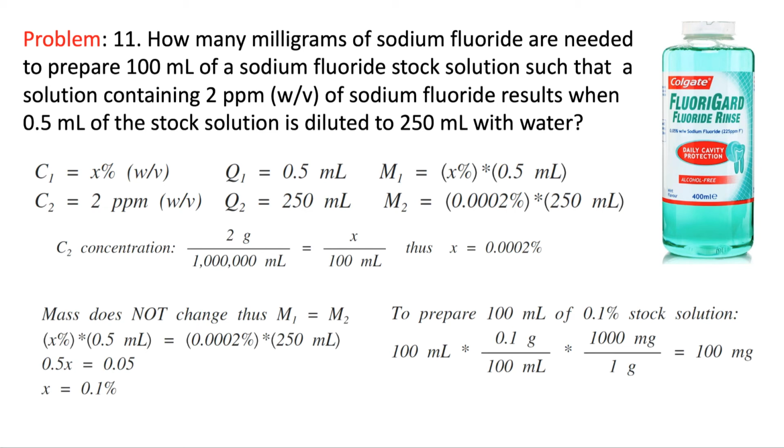Yay. What does it mean? It means if I took 100 milligrams of sodium fluoride and I dissolved it in 100 milliliters of solution and stirred it all up, that concentration would be 0.1%. Very good. And if we took basically half a milliliter of that and diluted it to 250 milliliters, that solution would have a final concentration of 2 parts per million, or essentially 0.0002%. It all works. It's a beautiful thing. And more importantly, we finished this question.